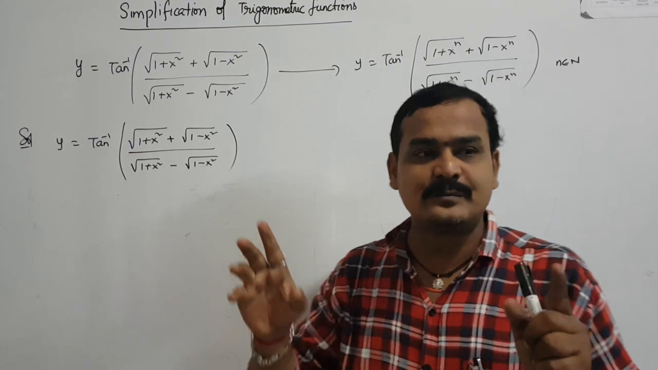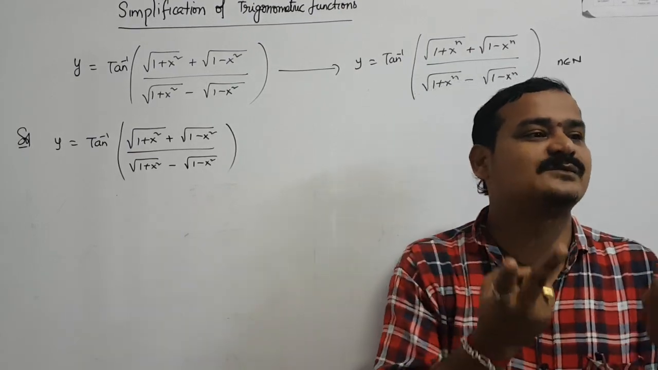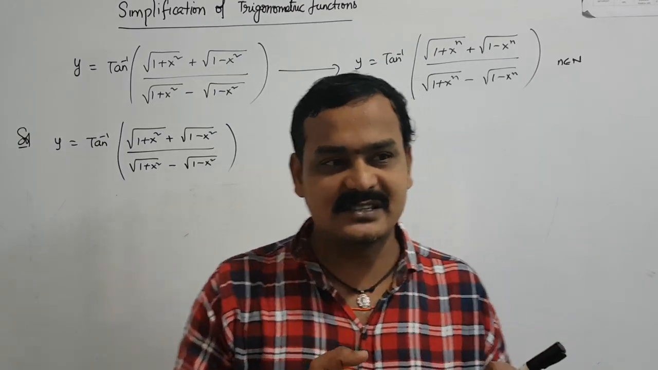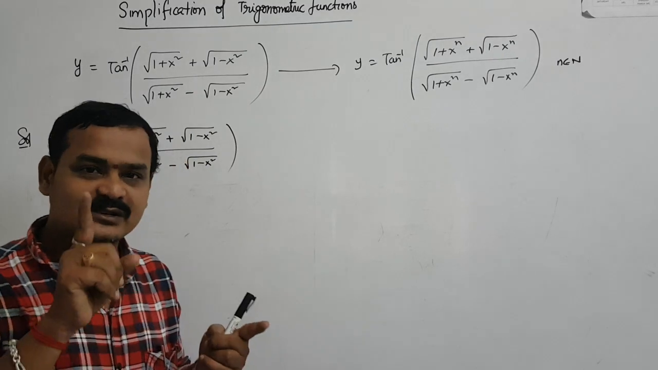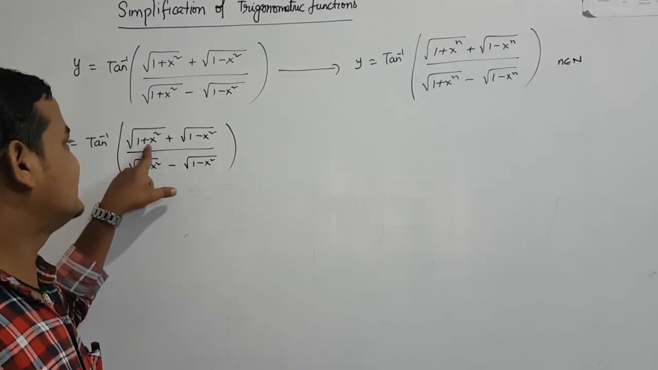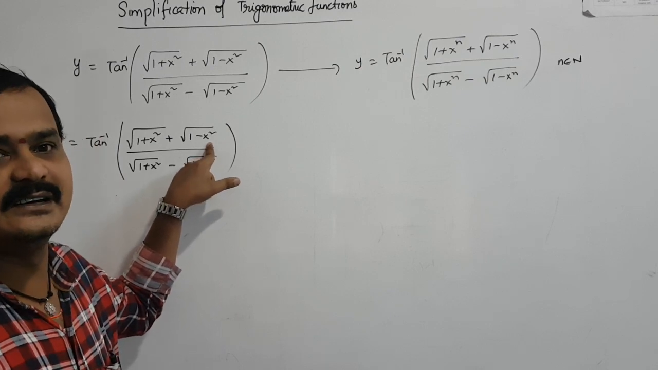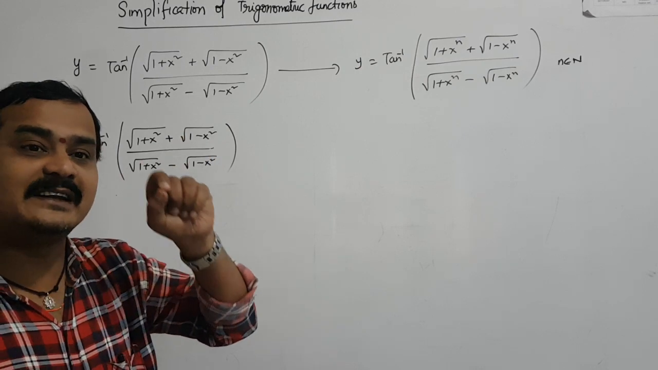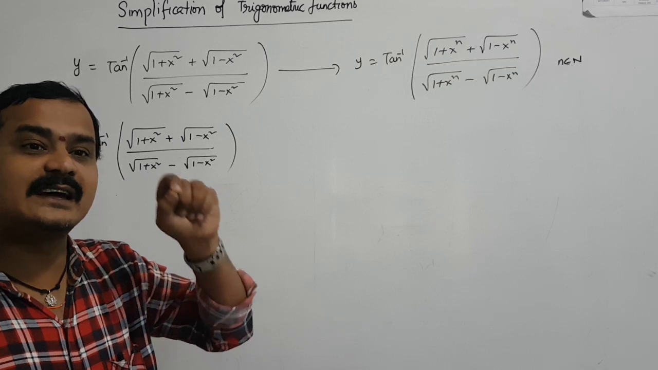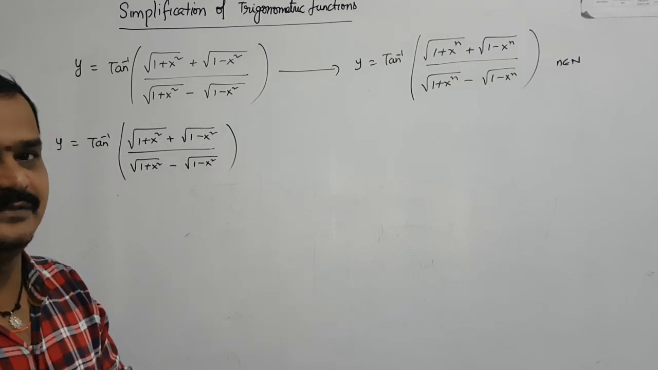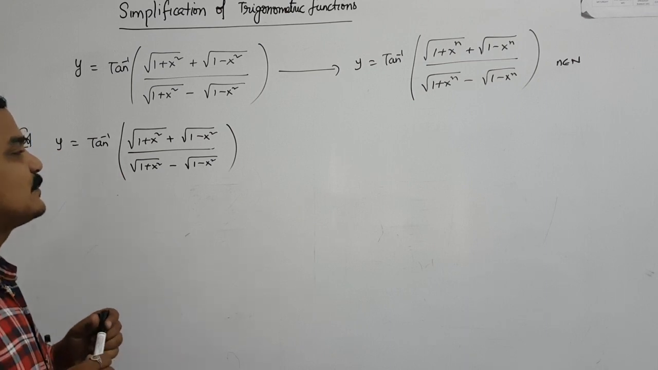But in one problem you cannot take two substitutions at a time. While you go into the substitution, for every x value you need one substitution only. But here x is equal to tan theta, and x is equal to sin theta, then only it is simplified. Now you need to find a substitution which can be satisfied everywhere.